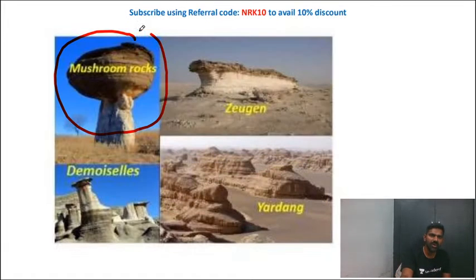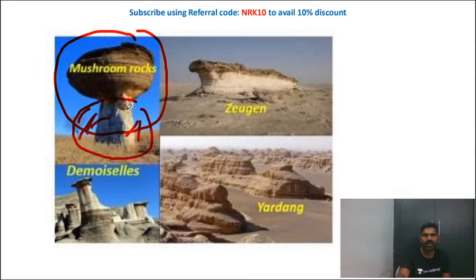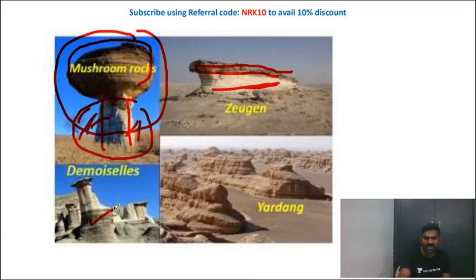Mushroom rocks. This is also a wind erosional topography. When the wind is blowing like this, the bottom part of the rock is weak, so it got eroded and only some part is left. But the top part of the rock is hard, so it is kept as it is. Here also, the top part is hard, it is kept like this, and the bottom part is eroded. Here, the bottom is hard, the top is hard, the middle is weak, so the middle part is eroded. This is called a demoiselle. This is also a yardang.